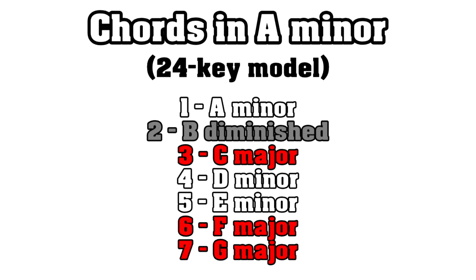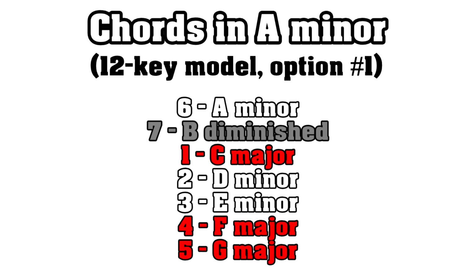Under the 24 key model, you may see the 7 chords in the key of A minor labeled as 1, 2, 3, 4, 5, 6, and 7. However, under the 12 key model, you would first of all recognize that these are the same exact 7 chords that are found in the key of C major. And then second, you would number these chords in one of 2 possible ways.